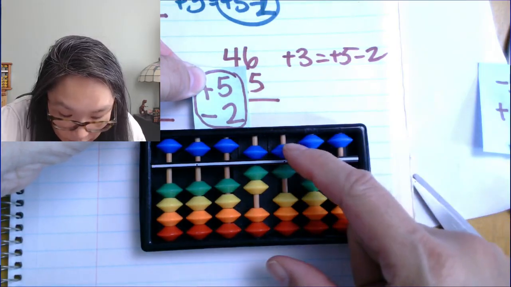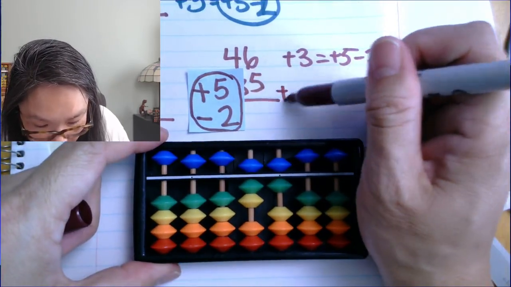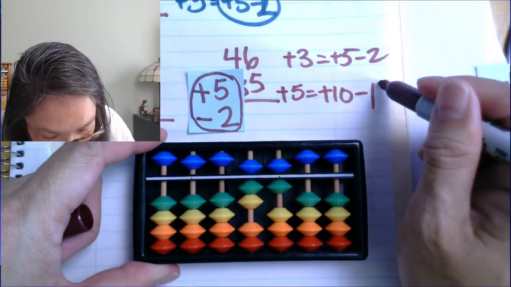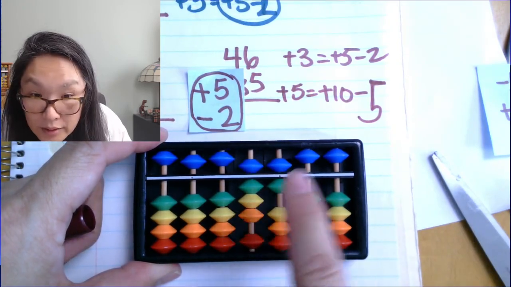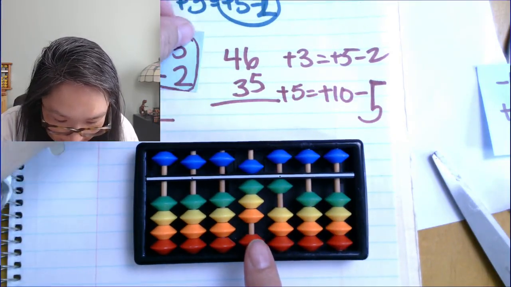And then I'm going to plus the 5. Can't plus the 5, so what do I do? I have to plus the 5 is equal to plus the 10 minus the 5. So I'm going to plus the 10 and then minus the 5. So my answer is 81.